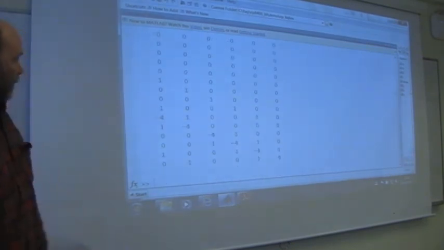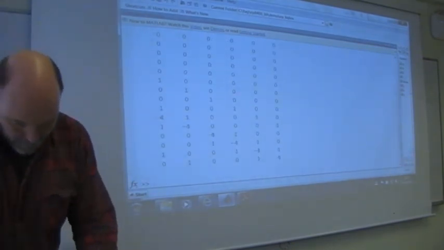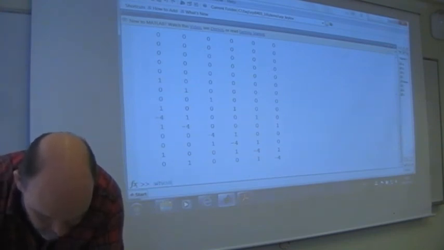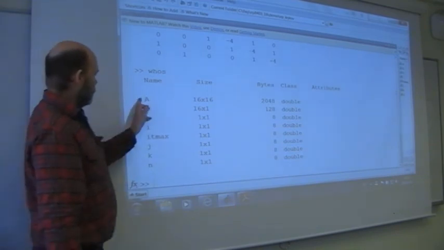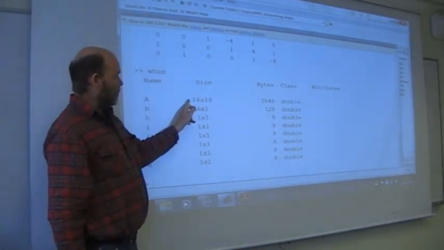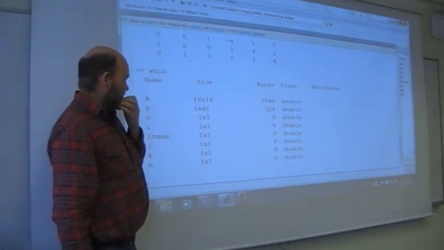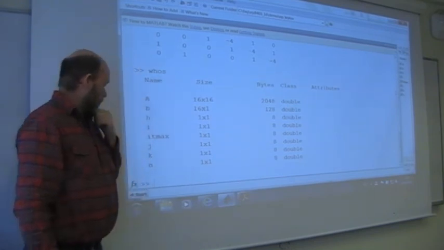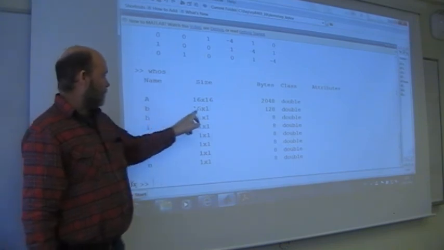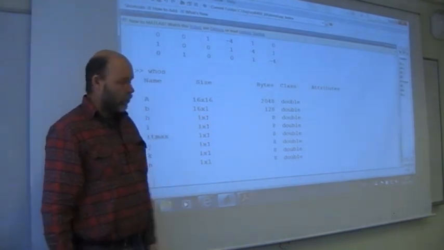All the way down to the end. So if I now write whos, you see my matrix A, it's 16 by 16, and sadly then mostly zeros. So my right hand side, that's just 16 by 1.